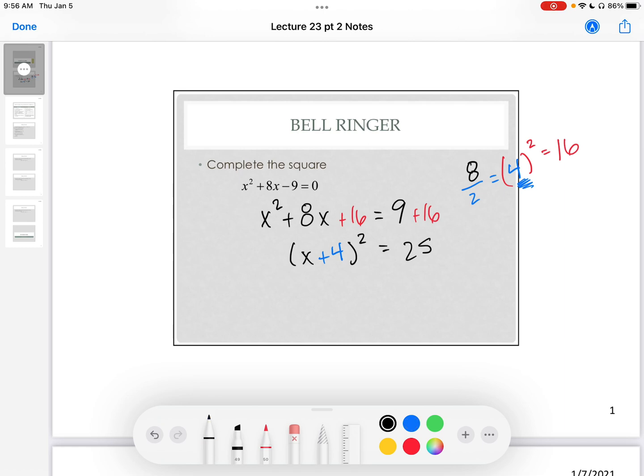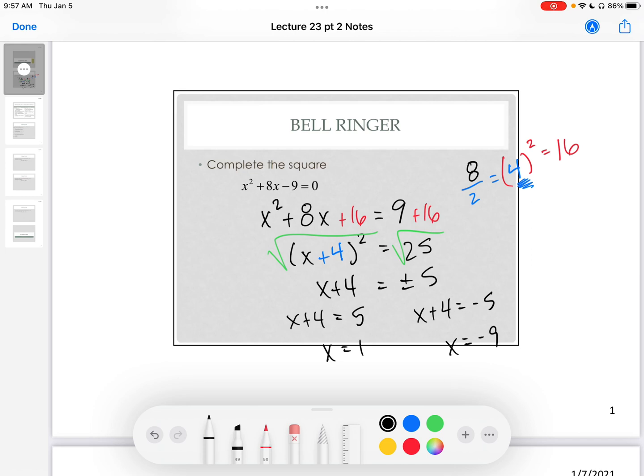Now from here, this is where I just went through and solved it. So I would square root both sides. That gives me x plus 4 equals plus or minus 5. And I had x plus 4 equals 5, and x plus 4 equals negative 5. So I found that x equaled 1 and x equaled negative 9.